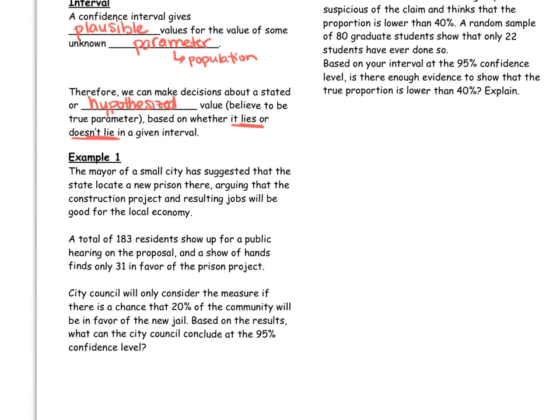Do we know the true proportion of people that actually want the jail there? No, we don't. We have a sample of people. How many people do we have in our sample? 183. We have 183 people that showed up to a meeting, and out of these 183, 31 were in favor. They're only going to consider it if there's a 20% chance that the community will be in favor. Everybody got that? Yesterday we talked about making a confidence interval.